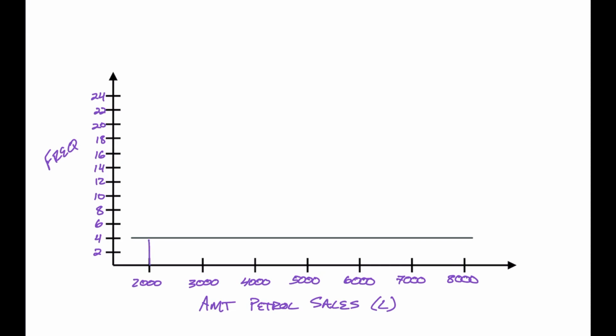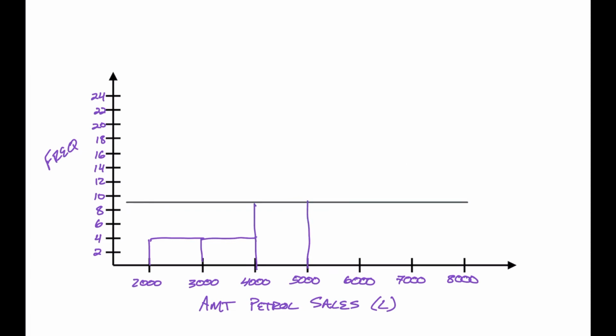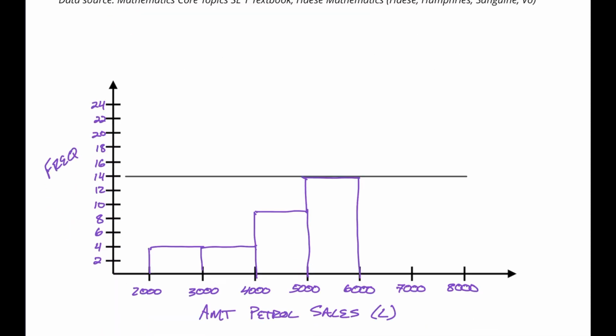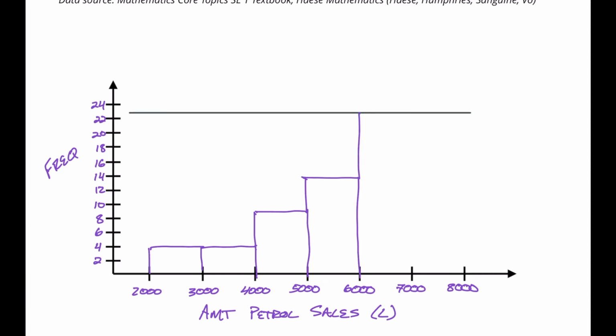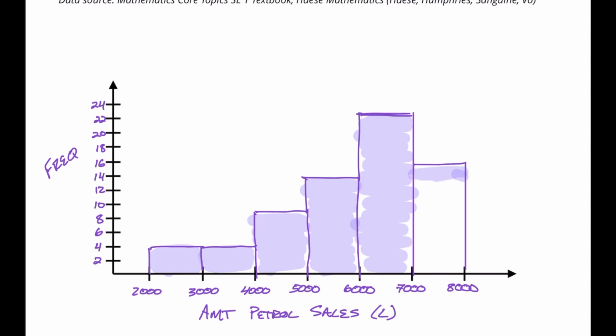So our first one is going to be at 4,000. Our second one is also going to be at 4,000. And then our third class was at 9. So I'm going to go right up here to 9. And look at that. That's the joys of technology. And then after 9, I've got 14. And then I've got 23. And finally, I've got 16 for my last one. Let's fill this in to make it look a little bit nicer, right? We want to have a nice colored in graph here.